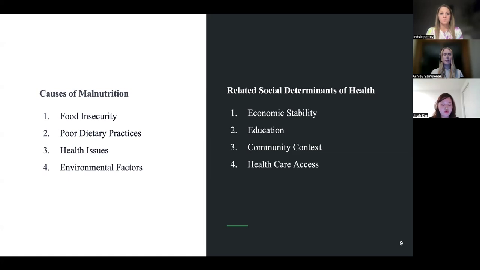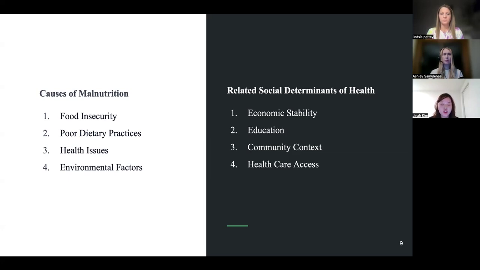Number two is poor dietary practices: lack of knowledge about the nutritional needs for different life stages, cultural preferences, and social norms can influence the dietary choices and practices that hinder proper nutrition. Communication barriers, where misunderstandings can arise from poor communication between healthcare providers, nurses, and communities, may prevent effective health education and feeding practices.